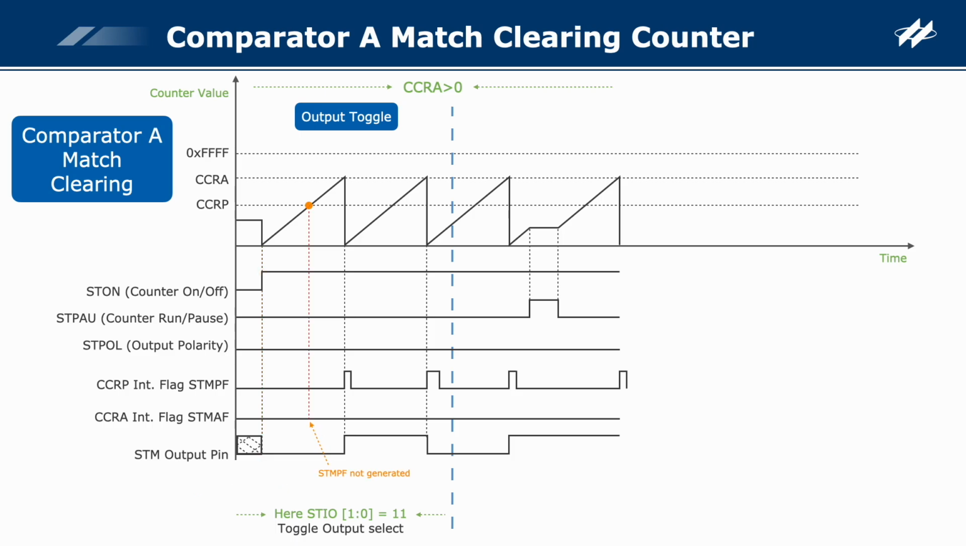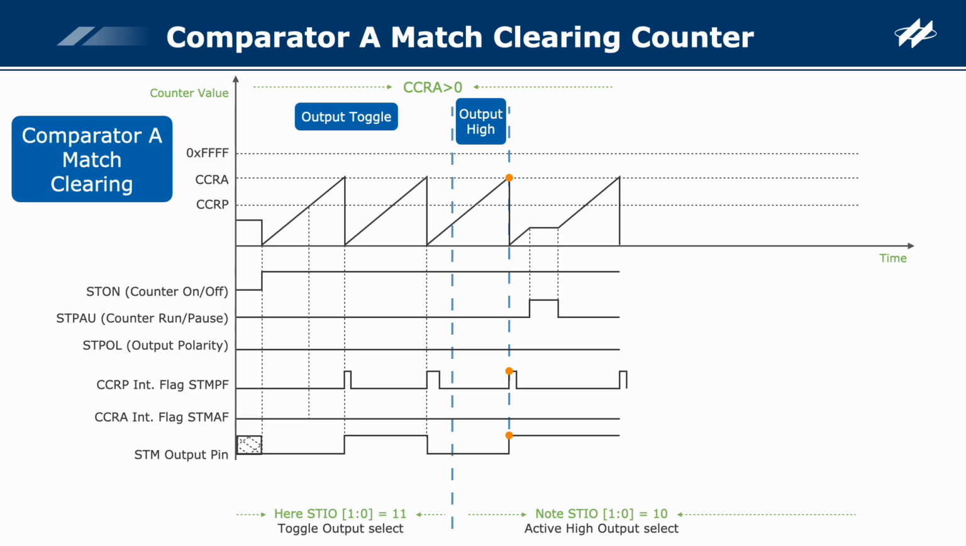It should be noted that when the CCRP register value is less than the CCRA register value, the comparator P match occurrence does not generate the STMPF interrupt request flag. When a comparator A match occurs, the STMAF interrupt request flag will be changed to 1, the pin state will be toggled and the counter will be cleared to 0.